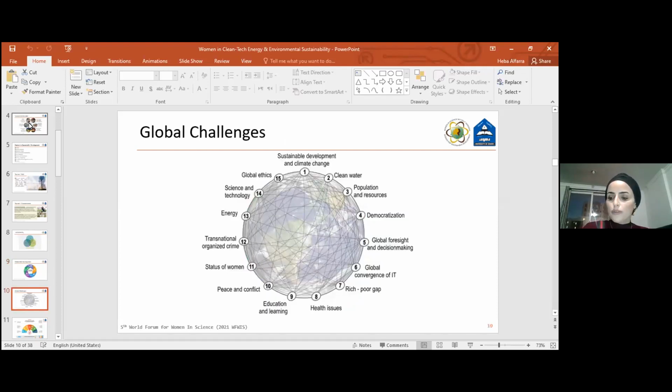As a global community, as all of you know, we are now facing many global challenges in different ways. One of the main ones belongs to climate change, global warming, and all this. Clean water in some communities, increase in population and the lack of resources, the rich and poor gap, education and learning, health issues, peace and conflict, the role of women in all these communities, energy efficiency and renewable energy, science and technology. So these are the main global challenges facing all communities and all governments worldwide. And women are number 11 in the presentation, based on the priority for each part.